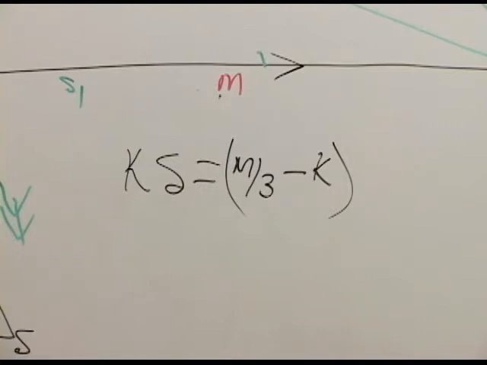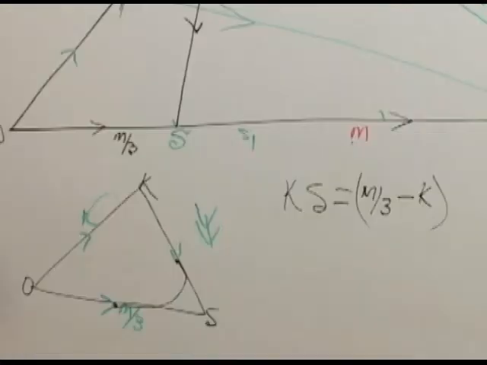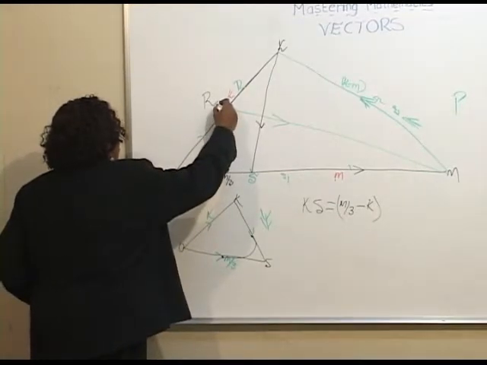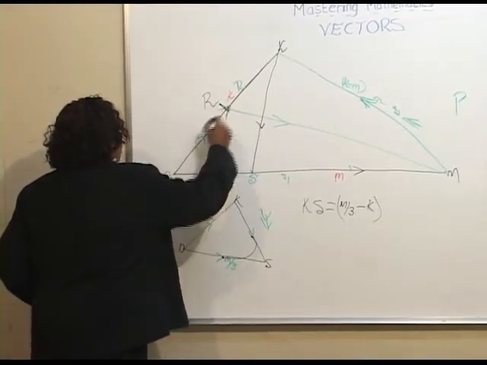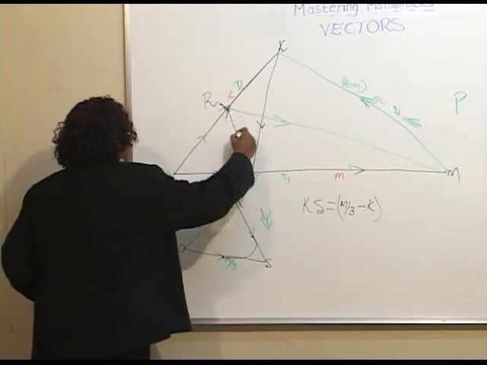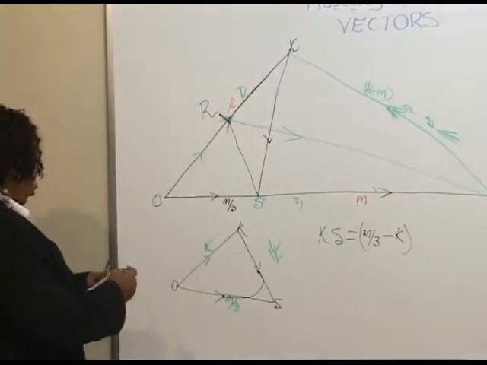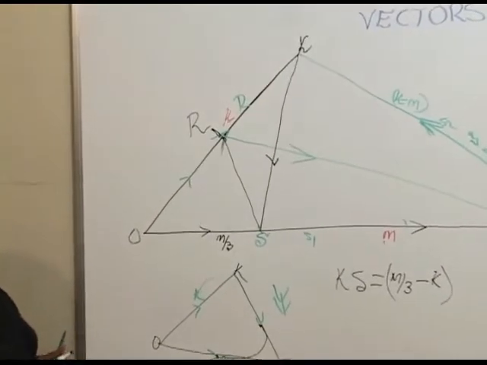And lastly, they want you to find RS. Okay, RS. So again, remember R was the midpoint of OK. So this is the little triangle they're asking you for. So again, we can draw out our triangle ORS.